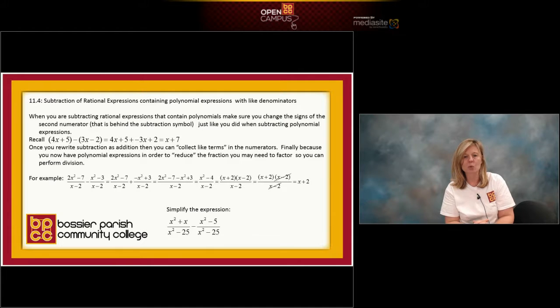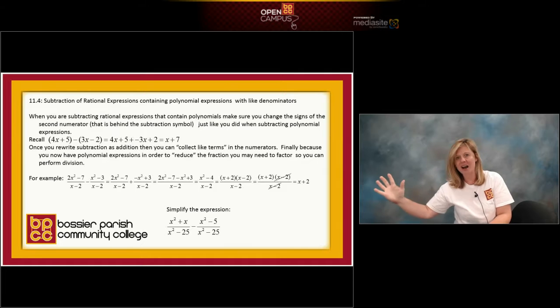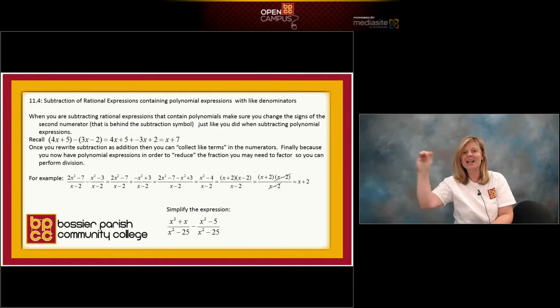We have 2x squared minus 7 over x minus 2, subtract x squared minus 3 over x minus 2. Clearly, we have 2 fractions connected by subtraction. So the first rule is there is no such thing as subtracting. You're going to add the opposite. So we're going to change that subtraction symbol in the middle to addition. We're going to make the opposite the fraction behind the subtraction symbol. So we're going to take that numerator and change it, make it the additive inverse.